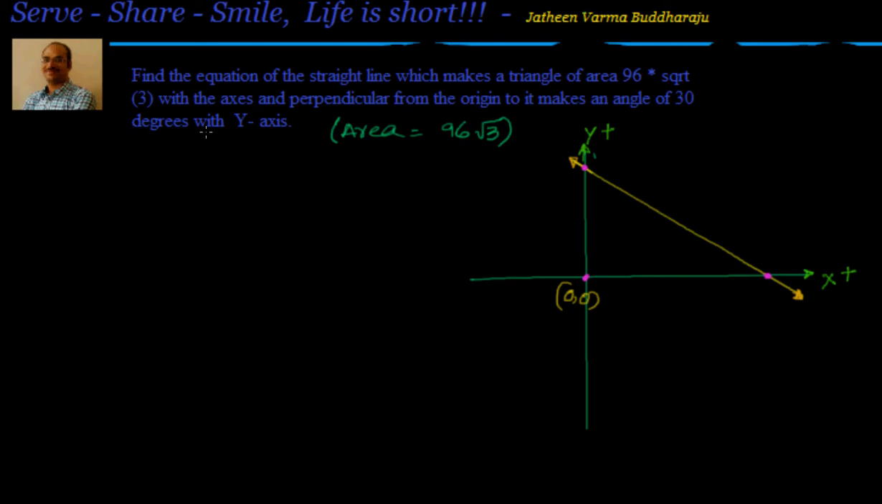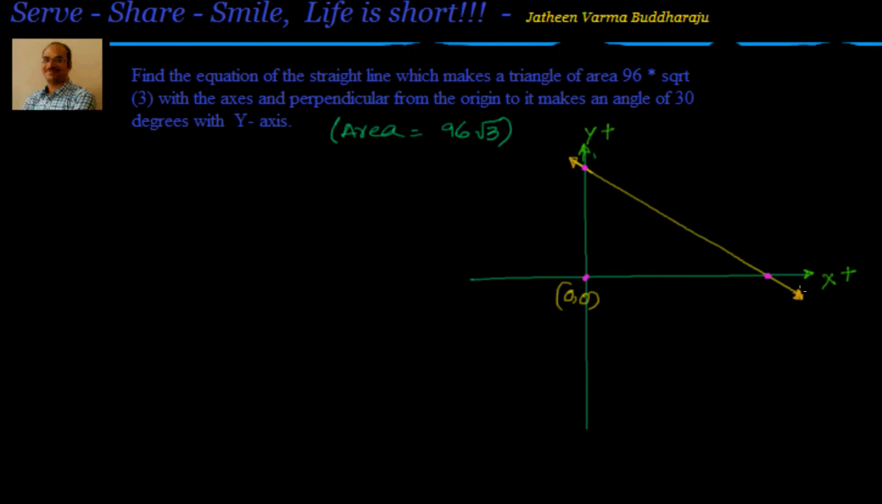Here we go. Find the equation of the straight line which makes a triangle of area 96 root 3 with the axis, that's the first part, and perpendicular from the origin to it makes an angle of 30 degrees with the y-axis. So there are 2 points here. Find the equation of the straight line, which makes a triangle of area 96 root 3 with the axis.